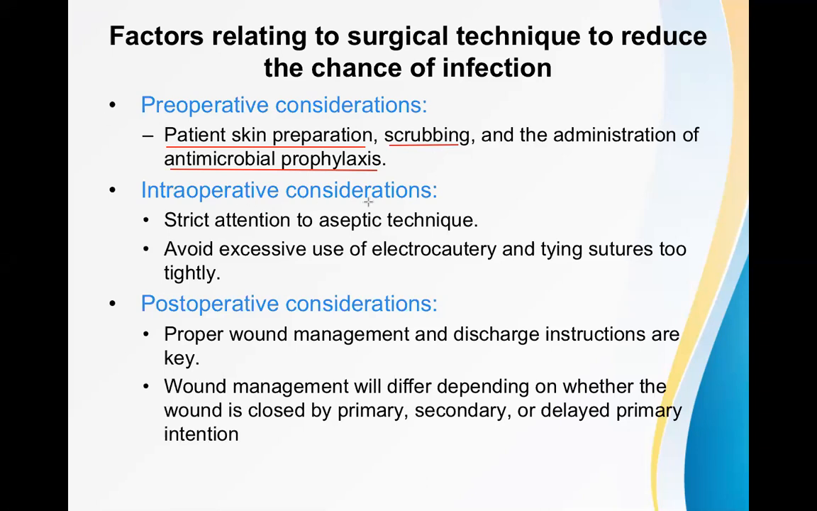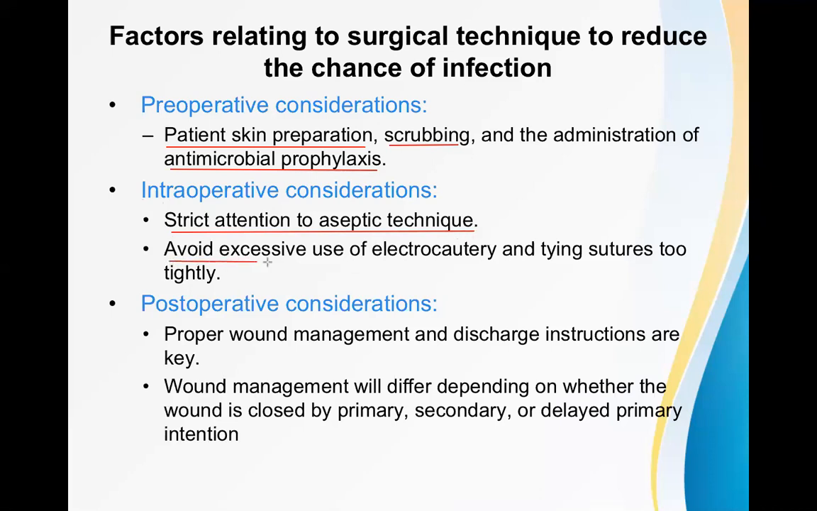Now, what are the intraoperative considerations inside the surgery? What should the surgeon do? Strict attention to the aseptic technique. This is done by good scrubbing, properly donning the gloves, wearing cap, mask, goggles, and the gown. All of this should be properly sterilized. All the instruments should be properly sterilized. The whole operation theater should be properly sterilized. So all these are very, very important points.